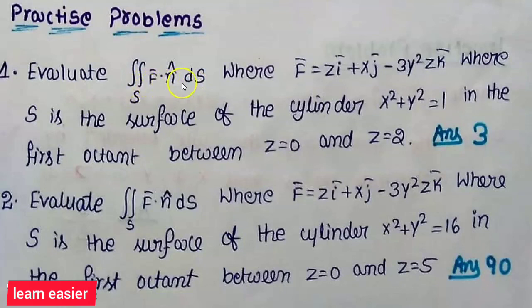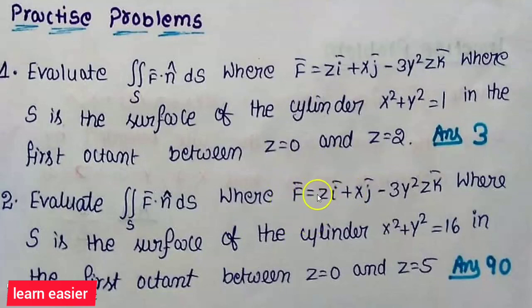Evaluate the surface integral f bar dot n cap ds where f bar equals z i bar plus x j bar minus 3y square z k bar. The surface of the cylinder is formed by x square plus y square equal to 1, and z equal to 0 and z equal to 2. So we have to take the projection of surfaces on the xz plane, with z from 0 to 2 and x from 0 to 1. Since you can substitute y equal to 0 here, then you get x square equal to 1 and then x is equal to 1. So you can take the x limits from 0 to 1 and z also from 0 to 2.